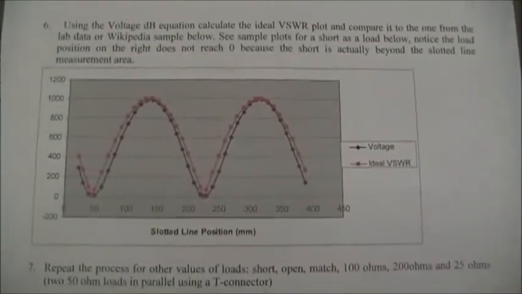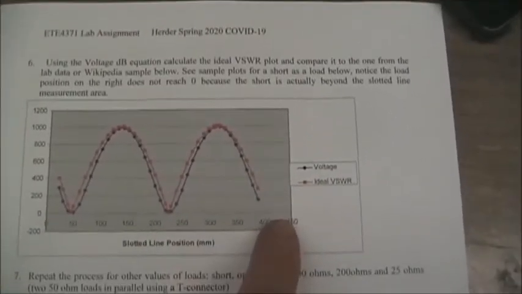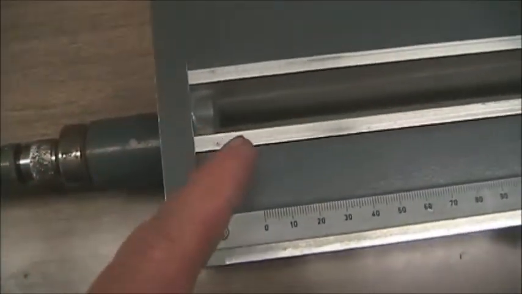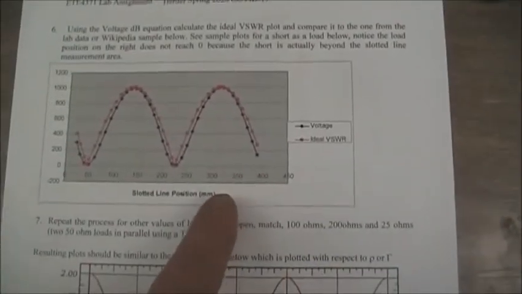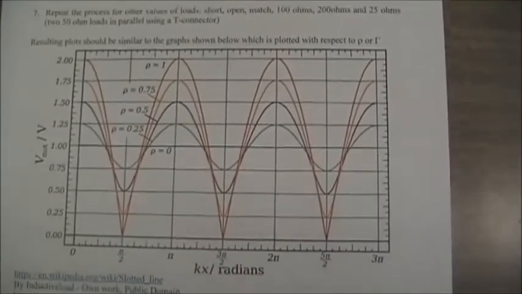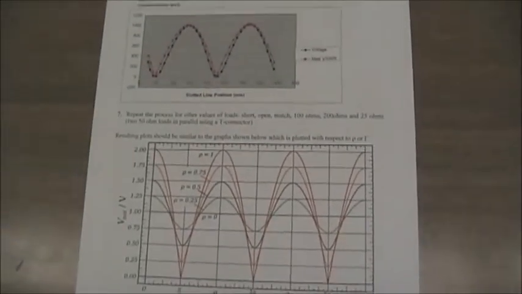The idea is this is how data might look. This happened to be for a short. The short was someplace out here, because you can't measure right at the short or the load because there's a connector, so you won't be able to measure exactly at the end of the line. This is what the Wikipedia version looks like, so you can see that those two match up pretty well.